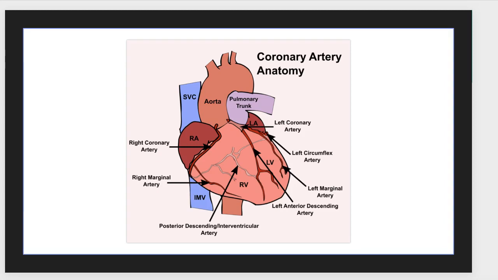This is just an image of the coronary anatomy. As you can see, we have three main branches of the coronary arteries. We have a branch that comes off the aorta to the right side of the heart called the right coronary artery. We have a main artery called the left main that branches to the left coronary artery and the left circumflex. This supplies the blood flow to the actual heart muscle.